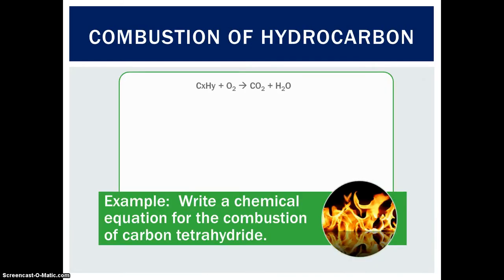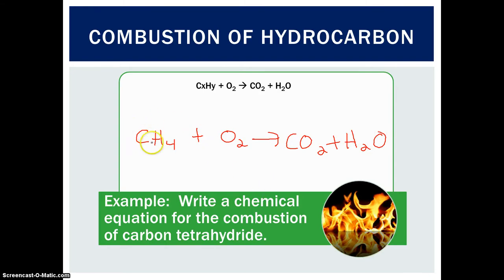Alright, so here we have a combustion of hydrocarbon example. You have a chemical equation for the combustion of carbon tetrahydride. Carbon tetrahydride is just carbon and 4 hydrogens. Okay, it's combustion, I know that it's going to react with oxygen. Now this is a pattern I would recognize: a hydrocarbon reacting with oxygen gas. I would say, oh, that looks like a combustion reaction. I automatically know the products to be carbon dioxide and water.